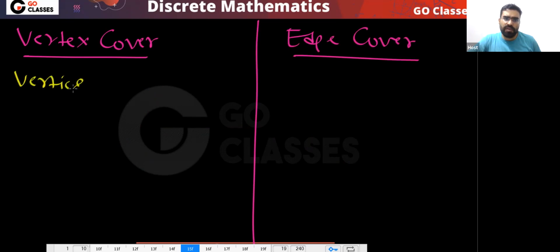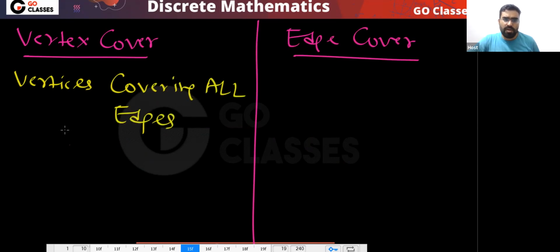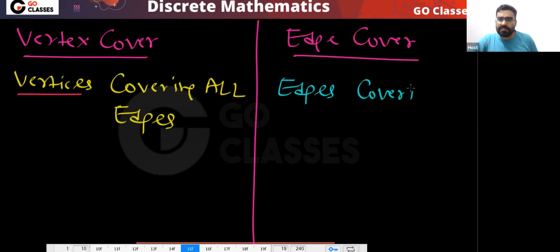Vertices covering edges, vertices covering all edges. This is important. All edges must be covered. Okay, vertices covering all edges. And what is this edge cover? This is edges covering all vertices. Covering all vertices.